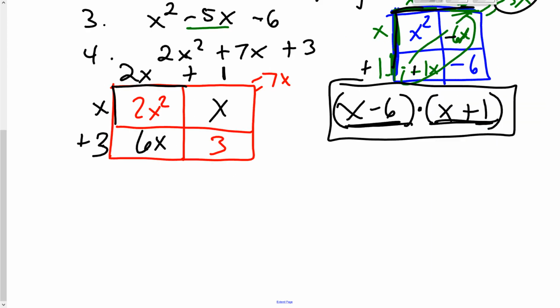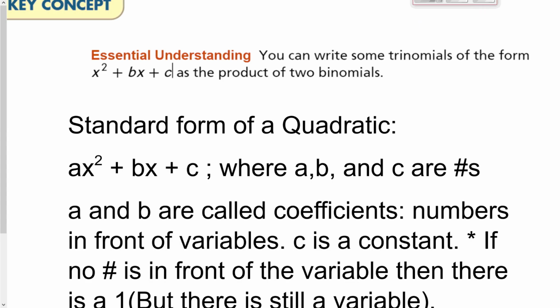Now we can write our two binomials, 2x plus 1. Doesn't matter which one comes first, really. And an x plus 3. And that's the factors of 2x squared plus 7x plus 3. So it's definitely new. Don't worry. We're going to take a lot of time on this.